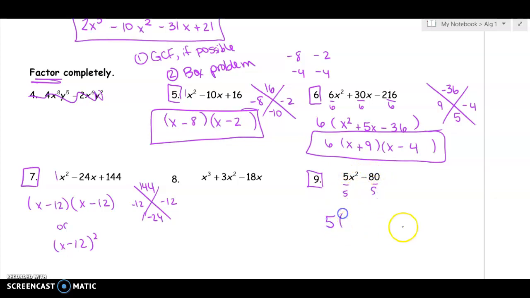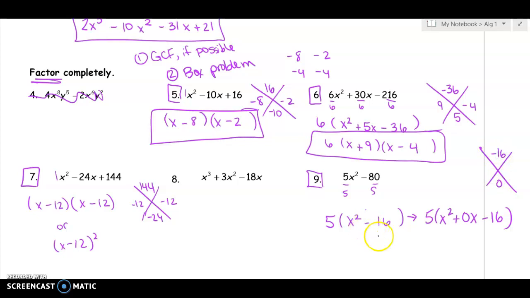So 5 is going to be our GCF. 5x squared divided by 5 is just x squared. 80 divided by 5 is going to be 16. Now this one, notice there's no x to the first. So if you want to, you can think of this as x squared plus 0x minus 16. And now we can do our box problem.